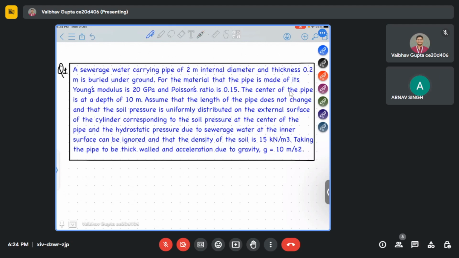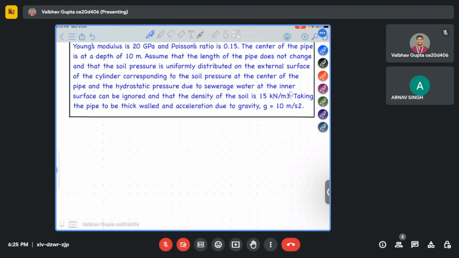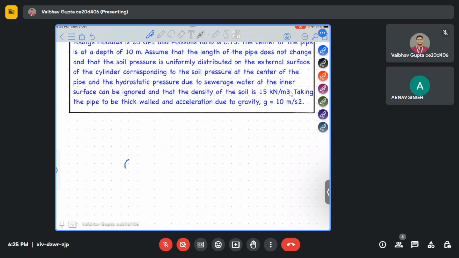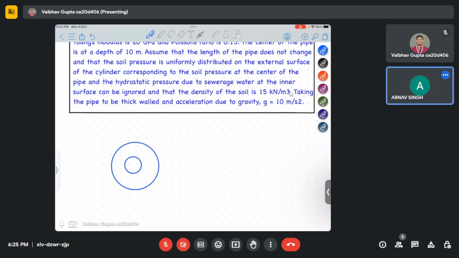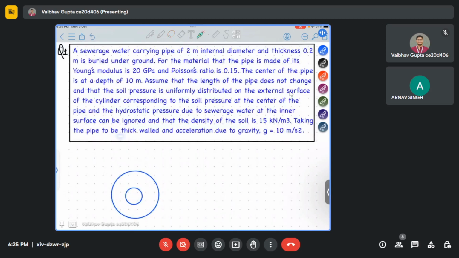So this is a long problem. I'll explain in a short way. A similar pipe I have drawn earlier also. I'll draw it again. This is the pipe they have given us in the question. You can see the question says thick walled, so we have to use the formulas which we have derived here.